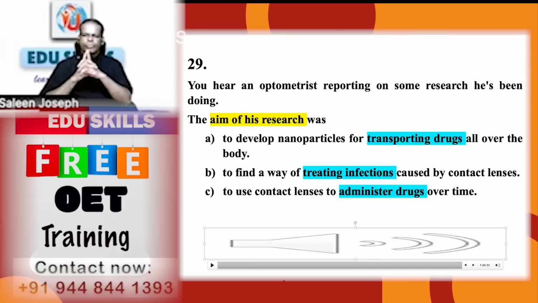Any idea? The answer is C. C is the answer. I'll go for C. Because in audio, he is saying that he has managed to solve a problem for a long period of medication. So that is why I think it's C.